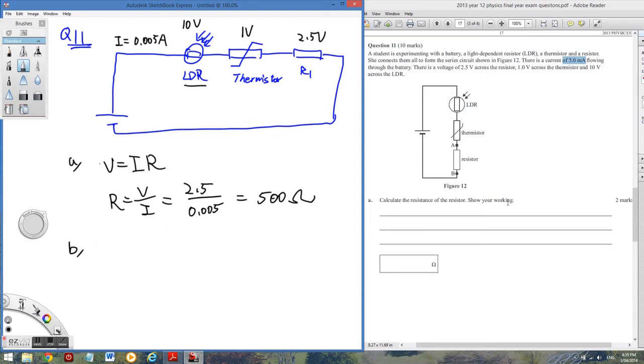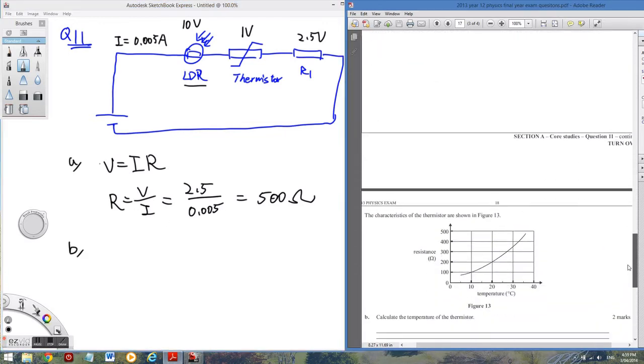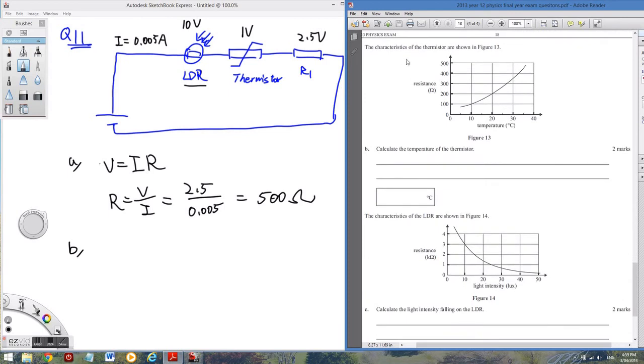Then look at question B. In question B, they show me the property of the thermistor. Here's the temperature, here's the resistance. The temperature changes, the resistance changes depending on the temperature. So I need to find the temperature of the thermistor at that instant. Let's find the resistance first, because when I find the resistance of the thermistor, I find the temperature. Okay?